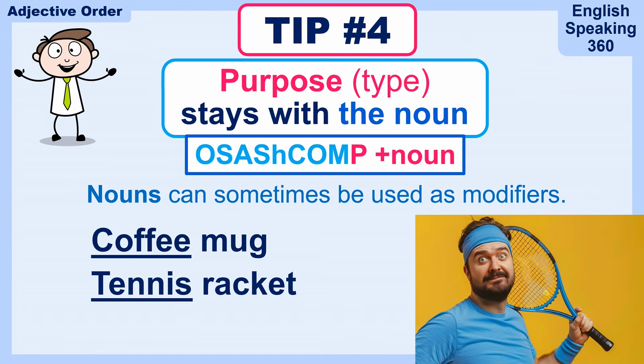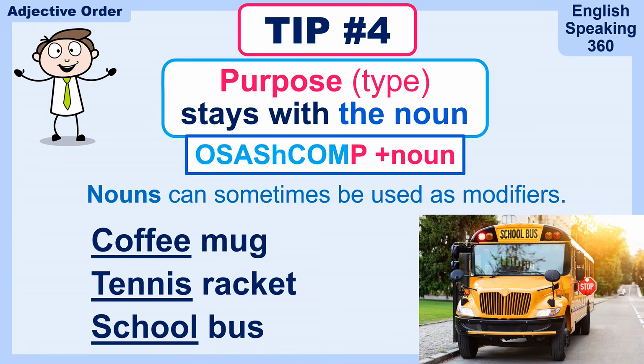Tennis racket, same thing here. Tennis is a noun. What kind of racket? What type of racket? It's a tennis racket, and the purpose is to play tennis. And finally, a school bus. It's a bus, but what kind of bus? It is a school bus. What is the purpose? The purpose is to take children to school. So these stay together, and since they are modifiers, just like adjectives, we can put them in the place of the P in the OSASCOMP rule.